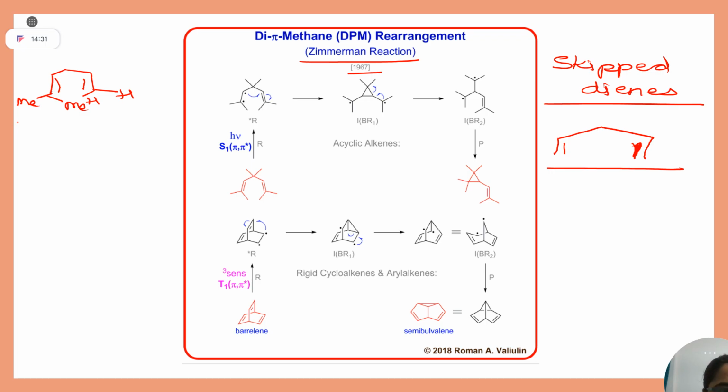Now your step one is, students, if I ask you to make a radical, on which side will you make the radical, left or right? Left side, ma'am, because the radical will be more stable on two Me groups rather than two hydrogens, right? So your step one is to make the diradical on the more stable olefin side.